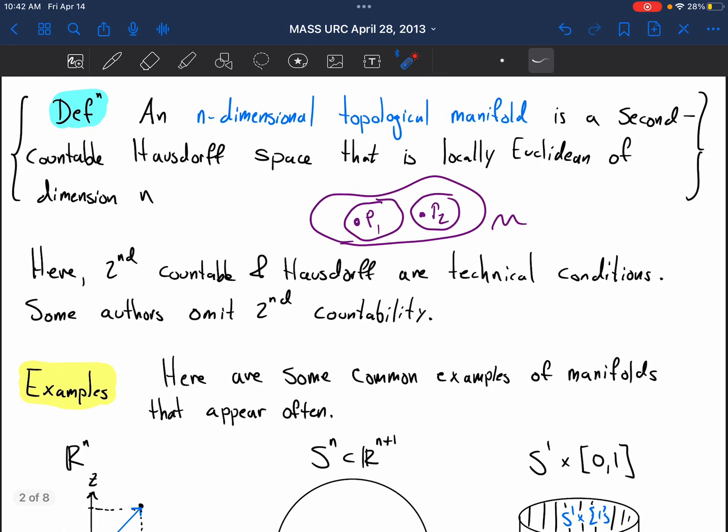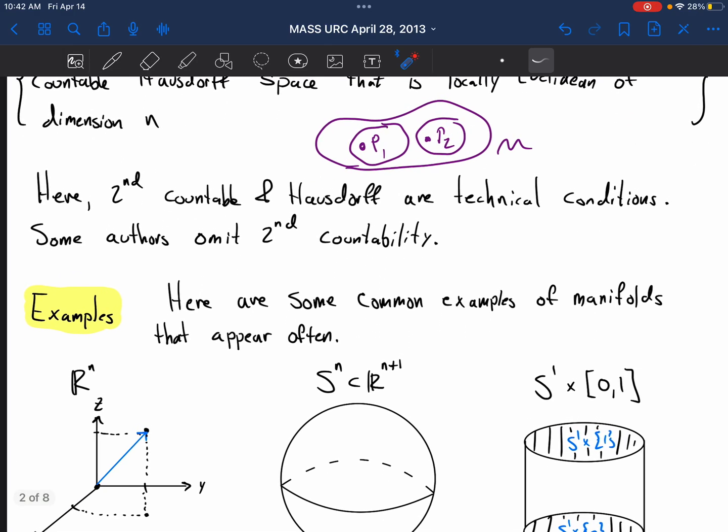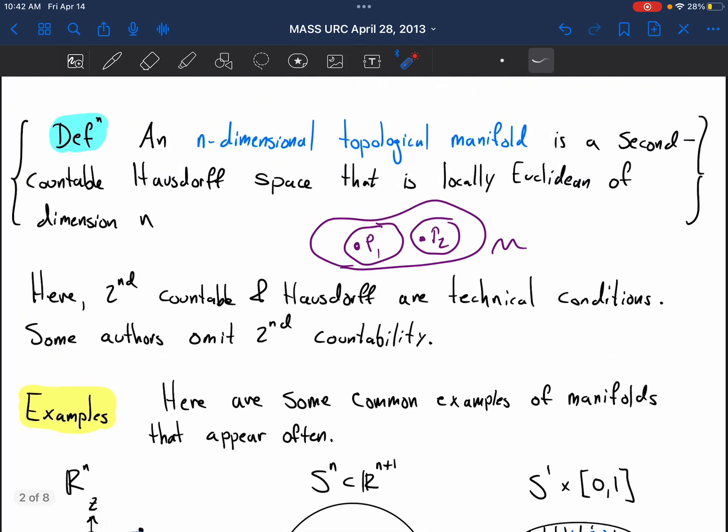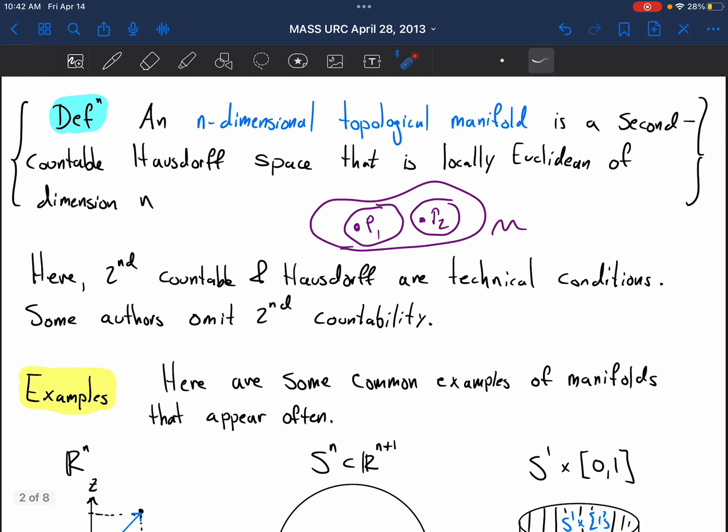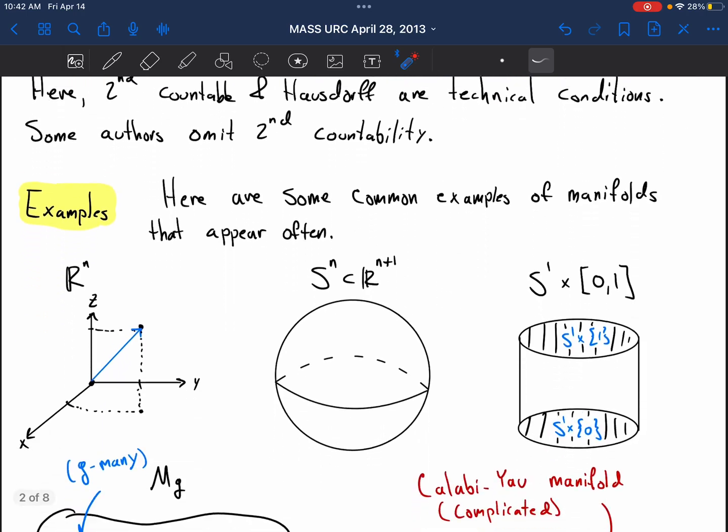So an n-dimensional topological manifold is just a second countable Hausdorff space that's locally Euclidean. The Hausdorff and second countability requirements are kind of technicalities, so I'll skip over them for now. The most important one is locally Euclidean. What that means is that for every open patch on M, so like every open set, you want there to be a homeomorphism from that open set into another open set in R^n.